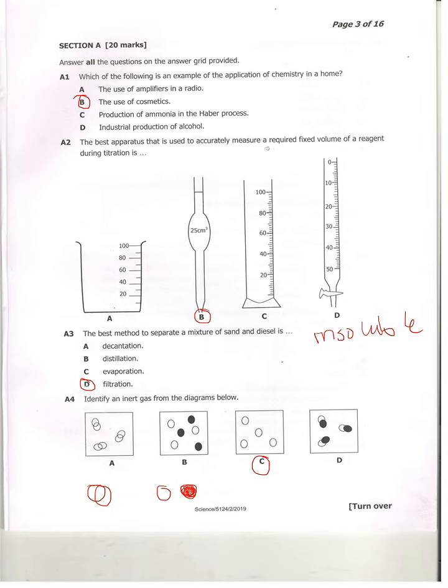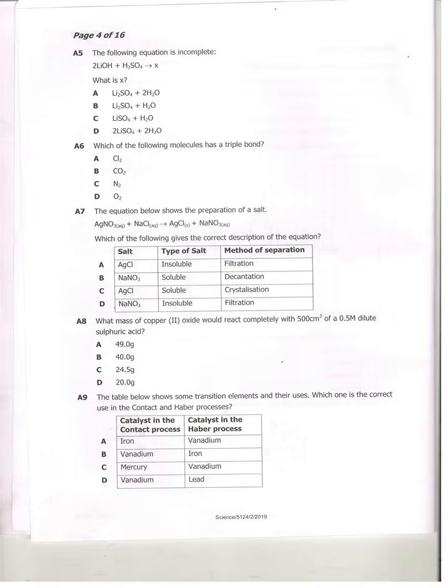Now we can go to question 5. The following equation is incomplete: 2 lithium hydroxide plus sulfuric acid is equal to X. The first question here is, what is X? Let's look at the equation. The equation is between a metal hydroxide, which is a base, and sulfuric acid. So here we are expecting to have salt and water.